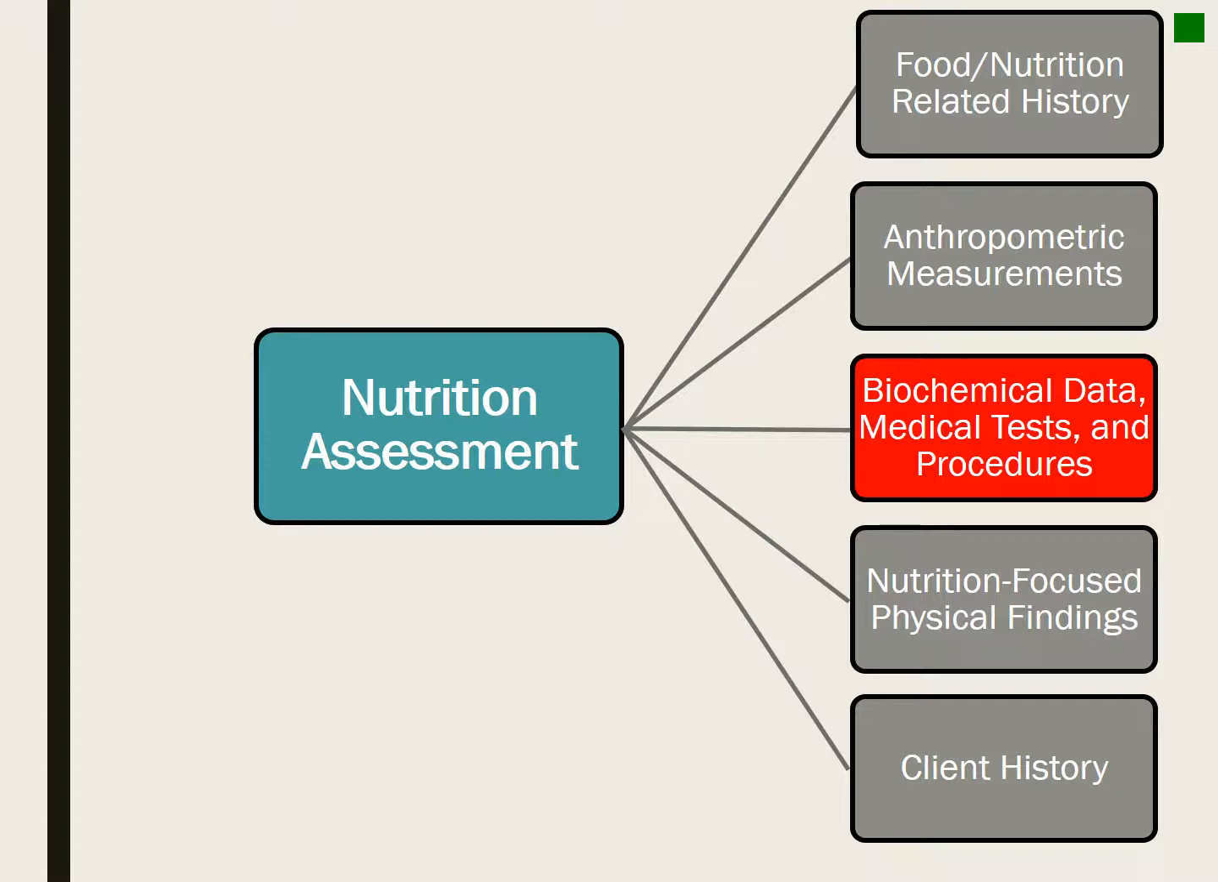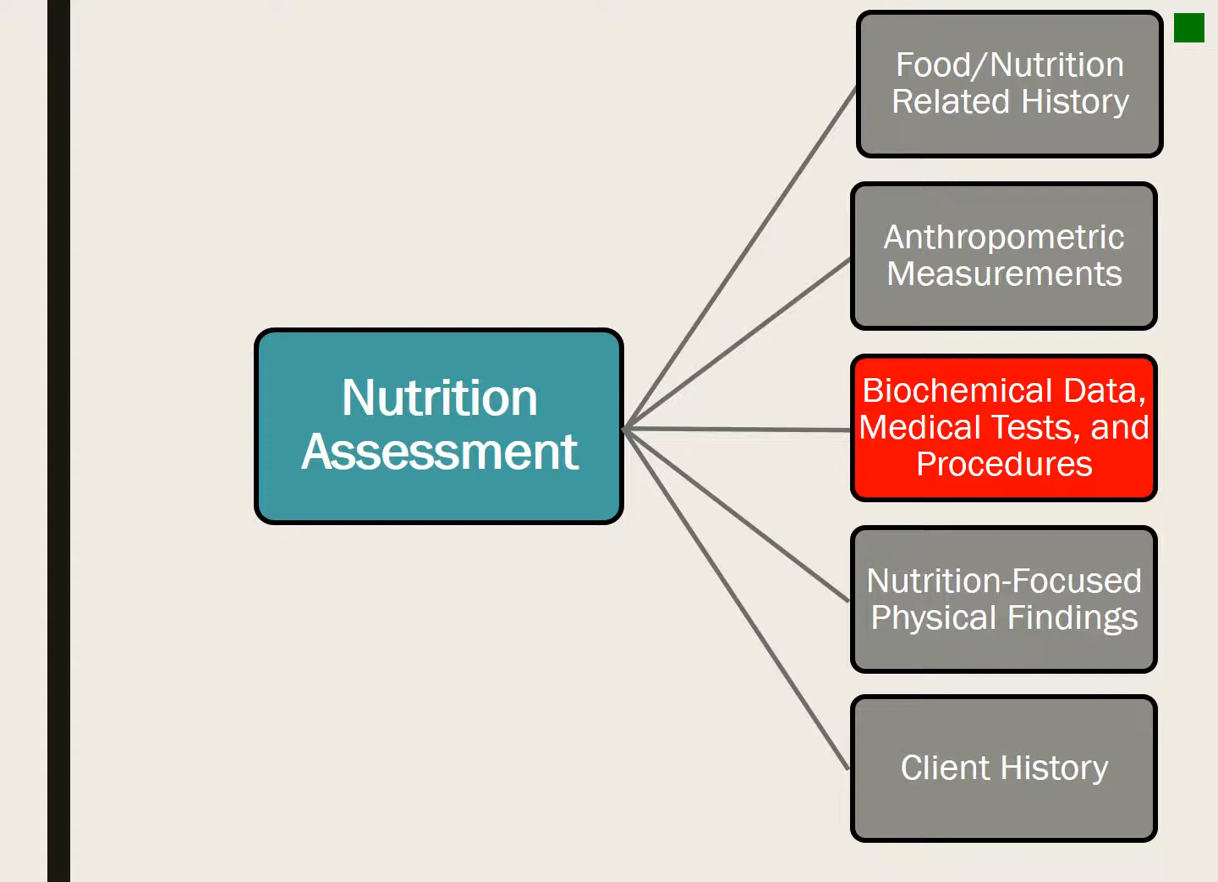So the next component of the nutrition assessment would include biochemical data, medical tests, and procedures. So you probably know some examples of biochemical data, but pretty much that's the laboratory tests and those values that we get maybe from blood work, things along those lines would fall under the biochemical data. So laboratory data are the only true objective data used in nutrition assessment. Laboratory-based nutrition testing can be used to estimate nutrient content in the body, which can be helpful in both the treatment and prevention of disease. So it's really important that we're looking at those laboratory values.